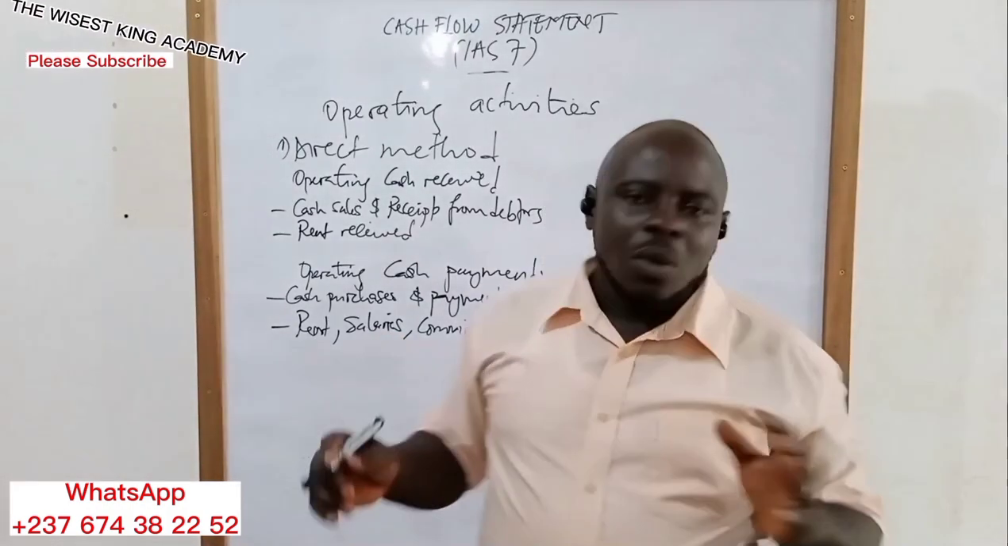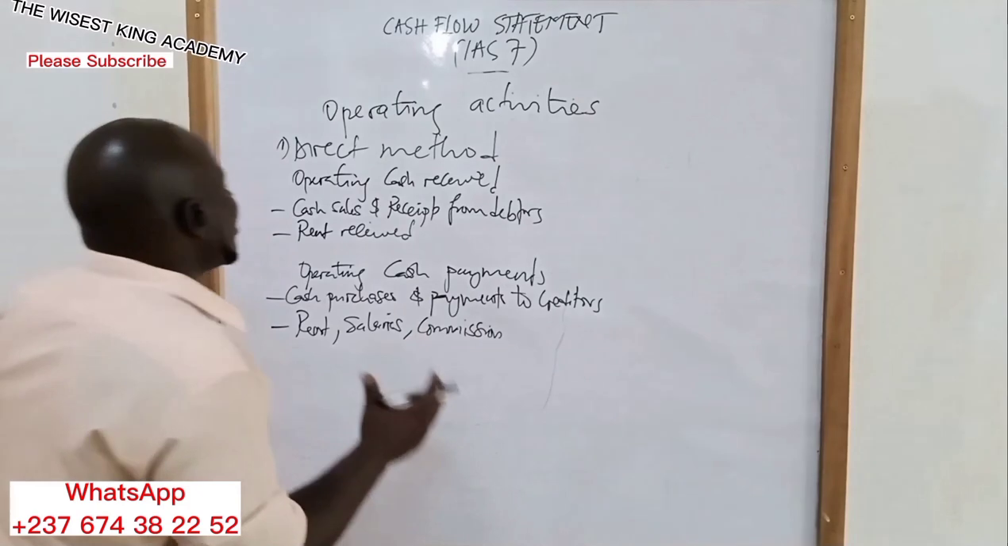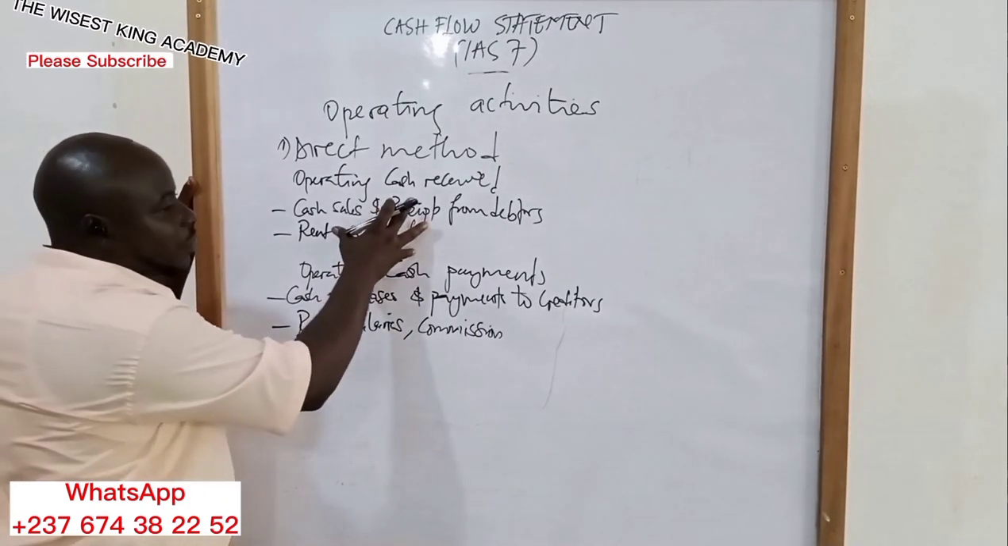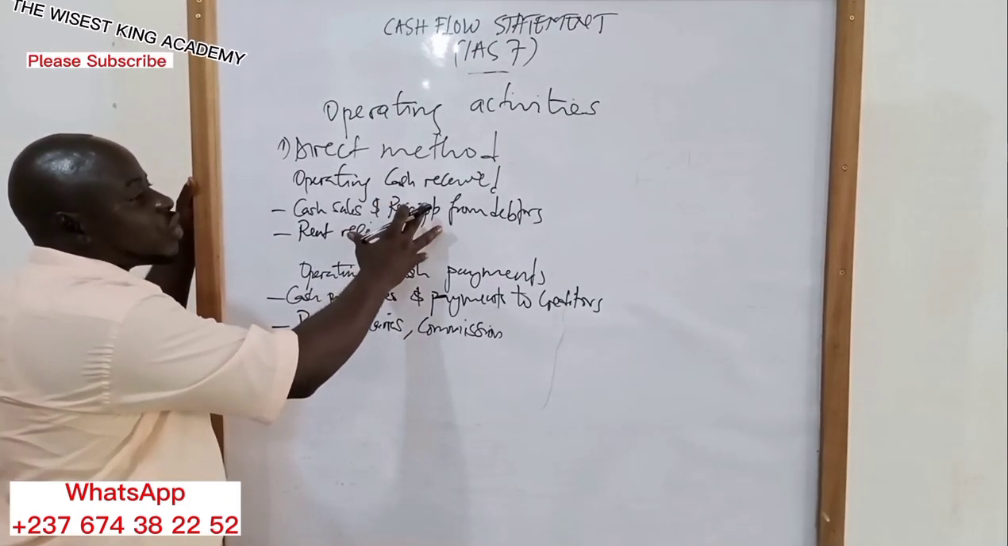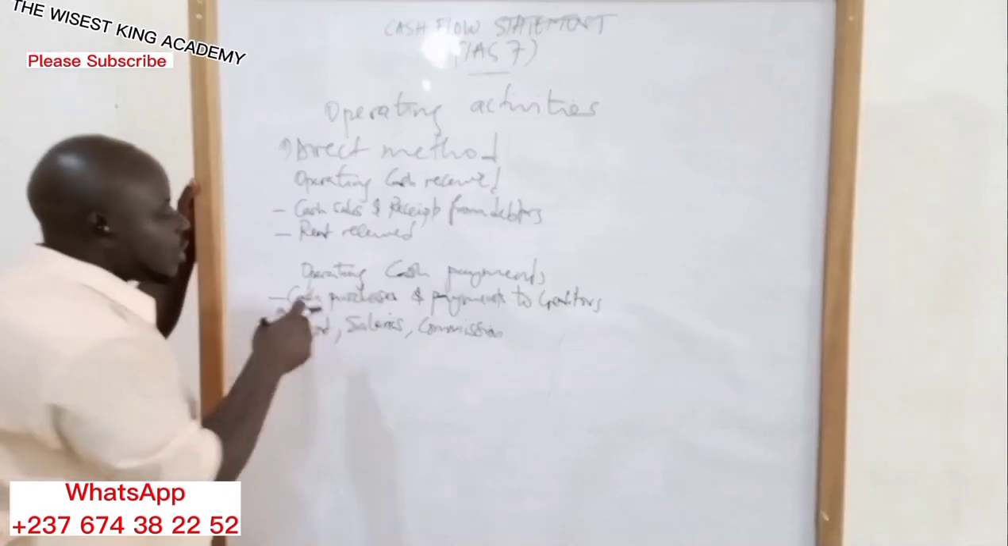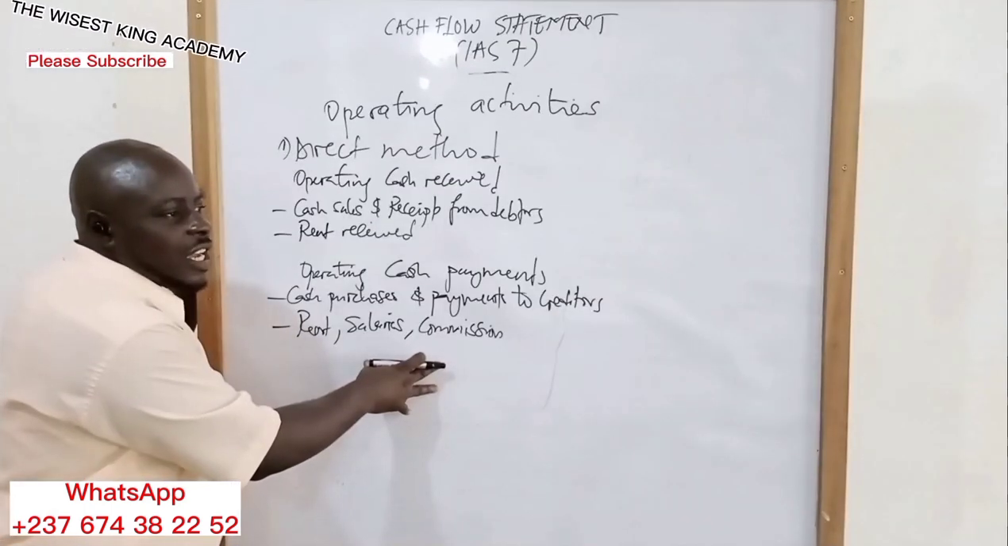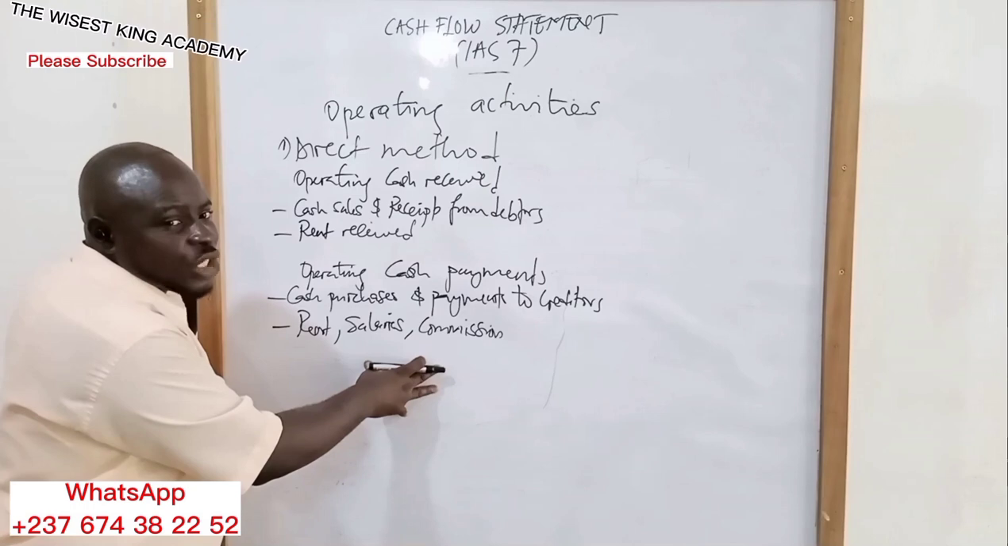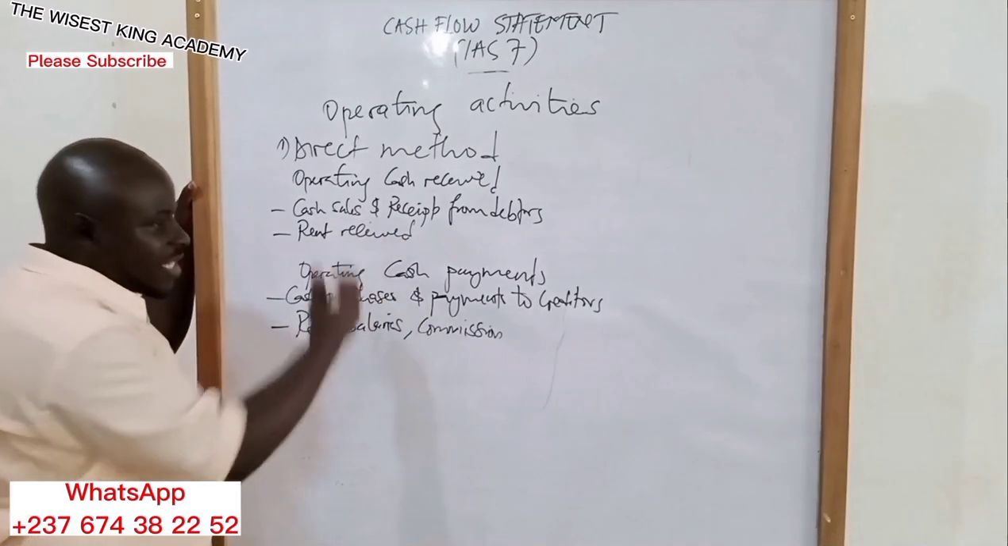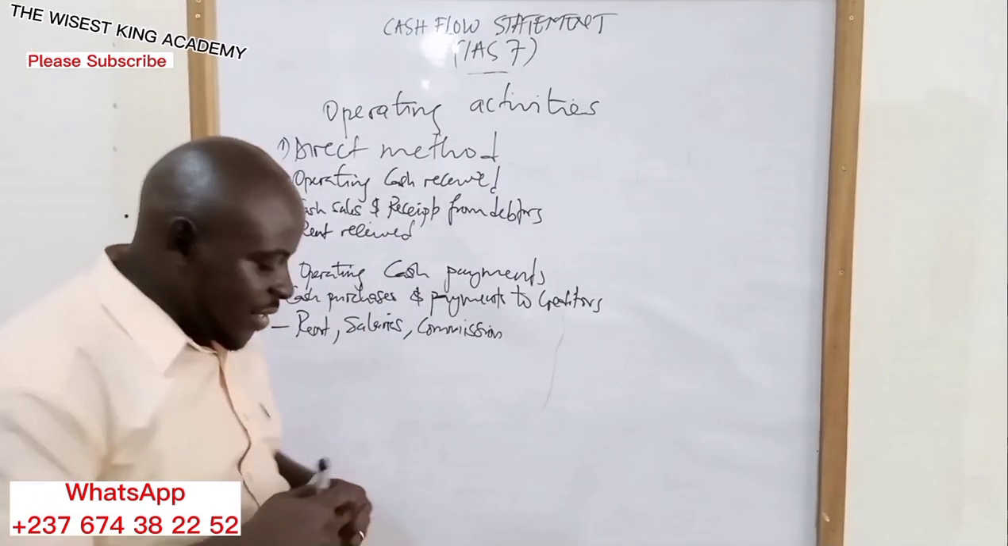So preparing using the direct method, you simply take what? The sum of the short-term cash receipt or the operating cash receipt. You subtract from it the sum of the operating cash payments made during the period. And these are examples.